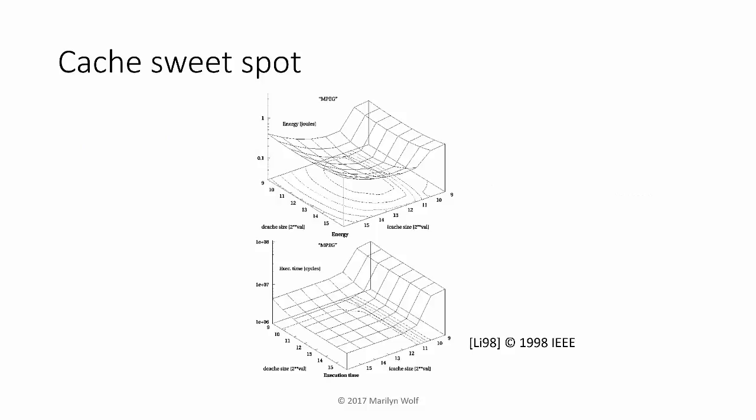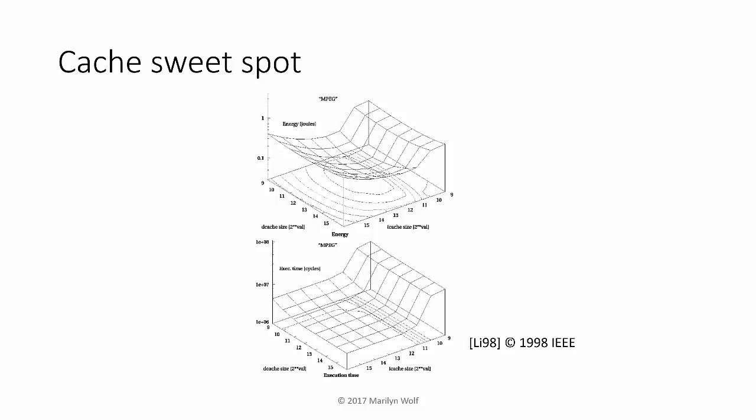We can see that in these graphs. The top graph is energy as a function of the size of the instruction cache and the data cache. And we can see the execution time in the bottom chart as a function of instruction cache and data cache. If we look at the execution time chart on the bottom, we see that for very small instruction caches, we have very large execution times. That's because we don't have enough cache to hold the instructions for the loop.